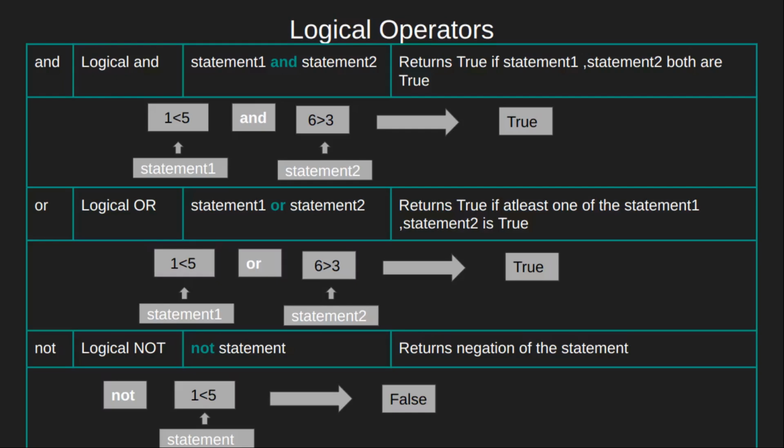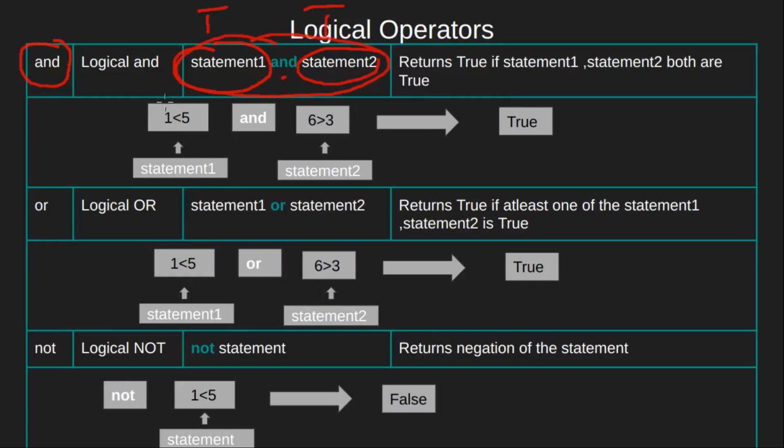Now, for example, here, if you look at the screen, the first logical operator we're looking at is the AND statement or AND operator. What AND does is it takes a statement 1, performs AND with another statement 2, and only if this statement is true and this statement is true, only if both of them are true, the final result of this operation is going to be true.